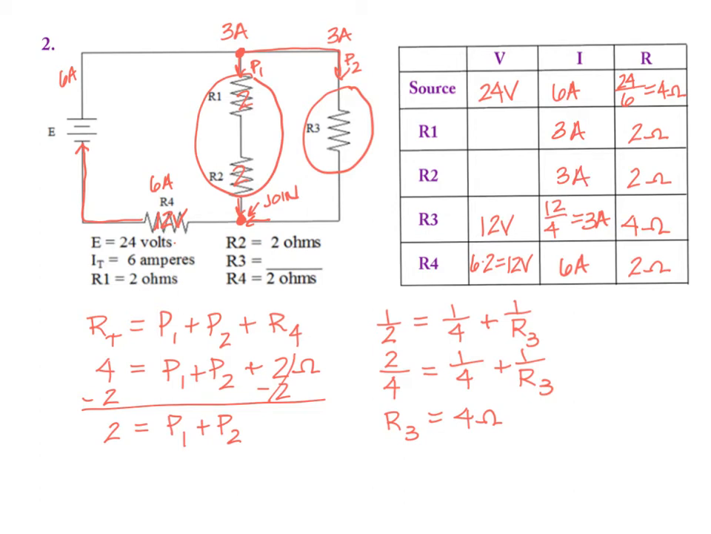And now I can calculate the voltage drop across each one of those. So the voltage drop is just going to be 3 times 2, which equals 6. And for R2, same thing, 3 times 2 equals 6. And, oops, let me get my equal sign in there.